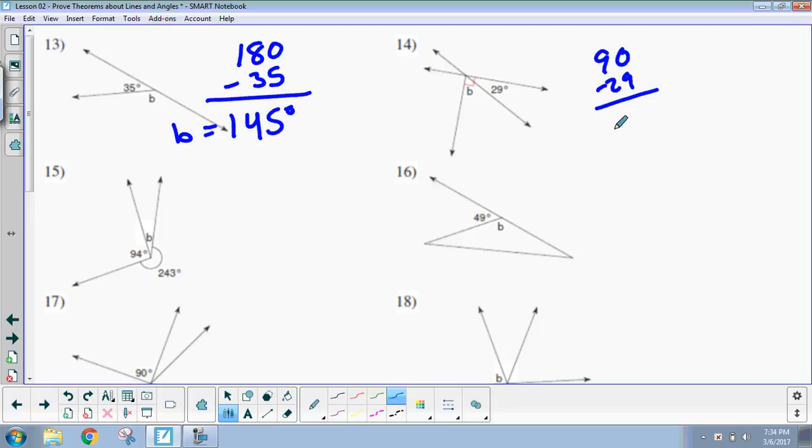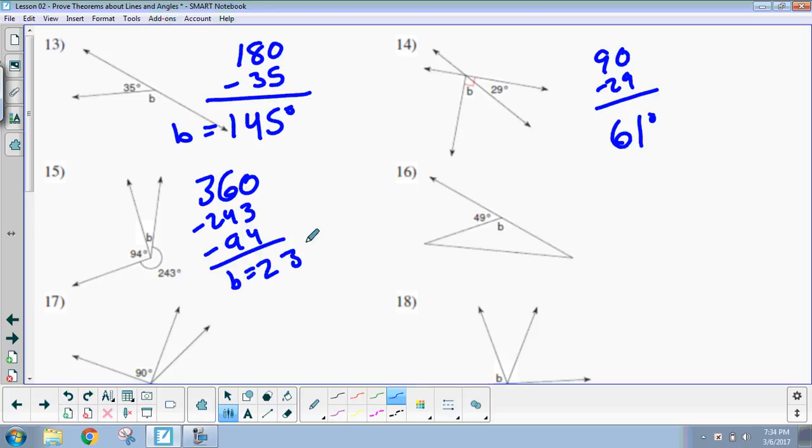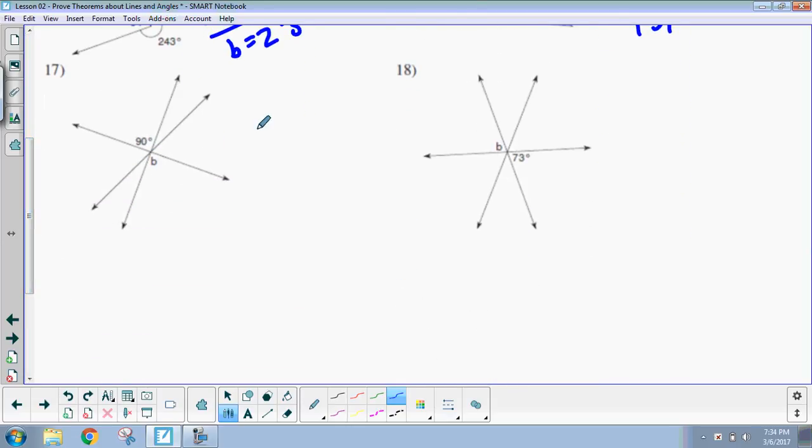Over here, again, 360. So 360 minus 243 minus 94. Now, I'll tell you what, this calculator makes life a whole lot easier. I got 23. 16, again, linear pair, so 180 minus 49, and we get 131. 17, vertical angles, that's 90 degrees. And vertical angles, 73 degrees.